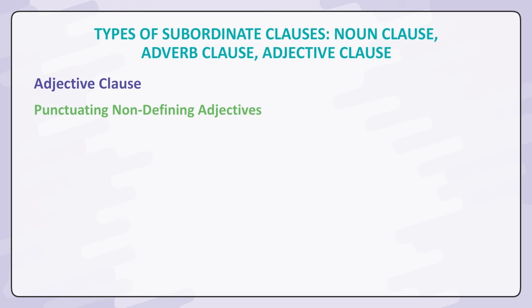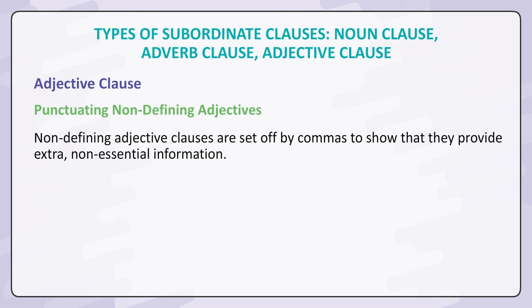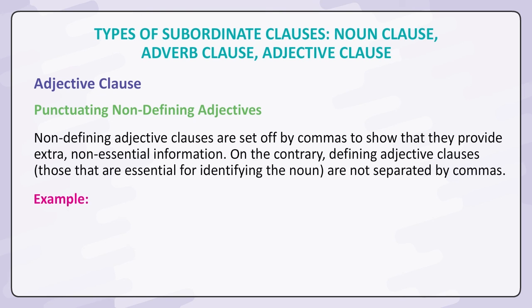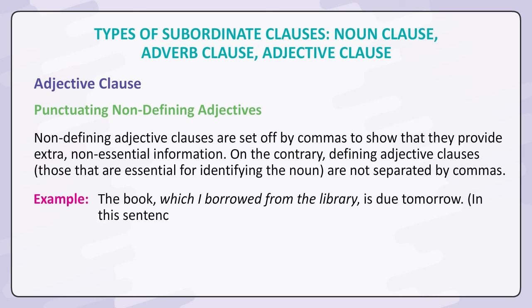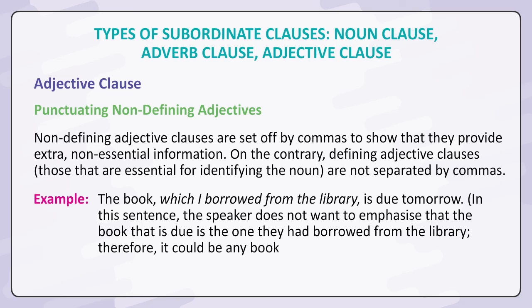Punctuating non-defining adjective clauses. Non-defining adjective clauses are set off by commas to show that they provide extra, non-essential information. On the contrary, defining adjective clauses, those that are essential for identifying the noun, are not separated by commas. Example: The book, which I borrowed from the library, is due tomorrow. In this sentence, the speaker does not want to emphasize that the book that is due is one they had borrowed from the library. Therefore, it could be any book.